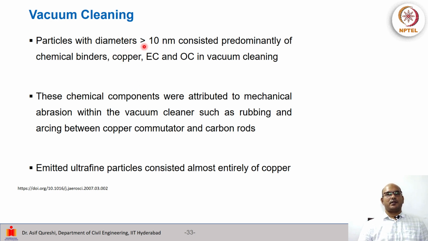Particles of diameter more than 10 nanometers consist primarily of chemical binders, metals such as copper, then elemental carbon and organic carbon during vacuum cleaning. These chemical compounds have been attributed to the mechanical abrasion within the vacuum cleaner, such as rubbing and arcing between the copper commutator and the carbon rods. Sometimes the ultrafine particles have been found to consist almost entirely of copper, which means some sort of release of the machinery components due to abrasion.